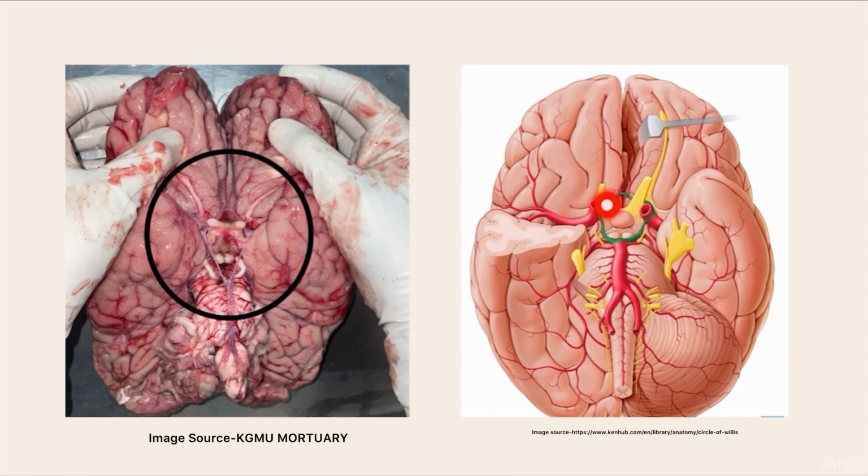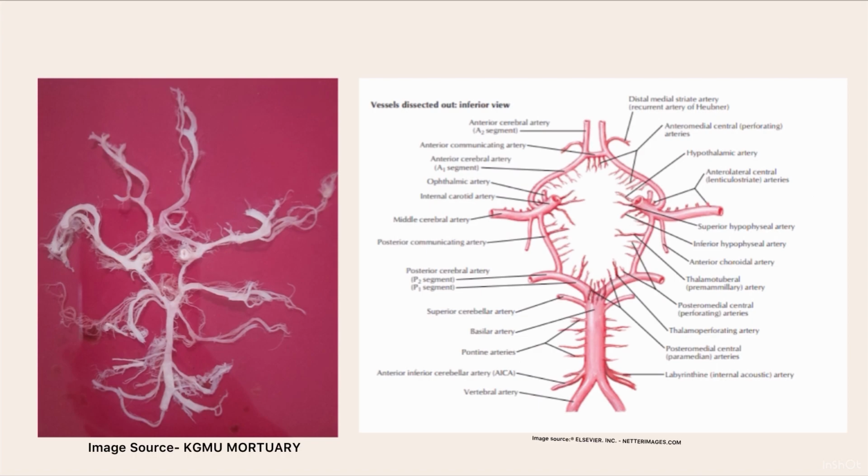So this is the optic chiasma you can see here, and the six-sided artery, that is our Circle of Willis, will be surrounding the optic chiasma. So what you are seeing is the Circle of Willis surrounding the optic chiasma. This is how we locate the Circle of Willis. So let's see how it is formed. This is the Circle of Willis that we have dissected in our mortuary. Let's see how it is formed.